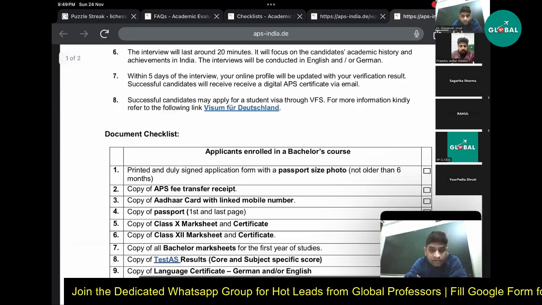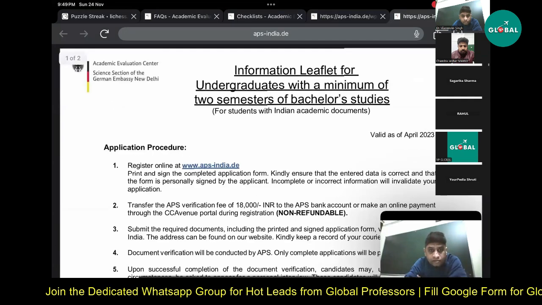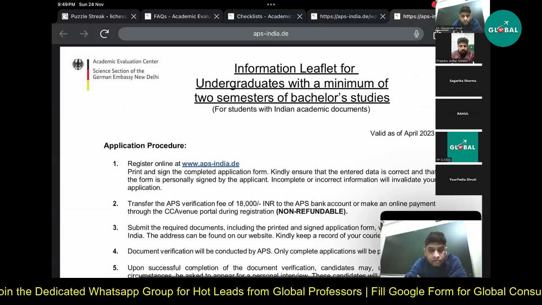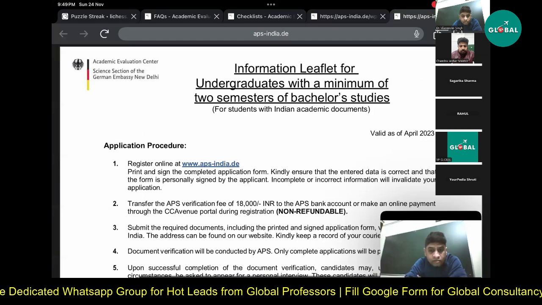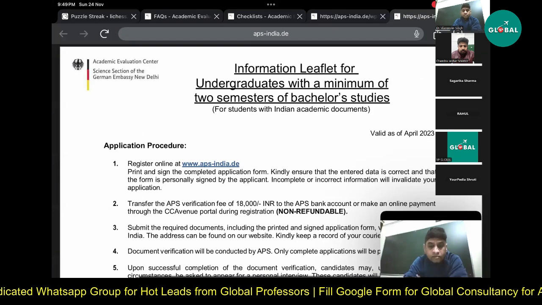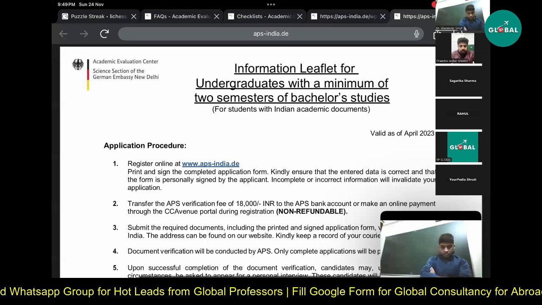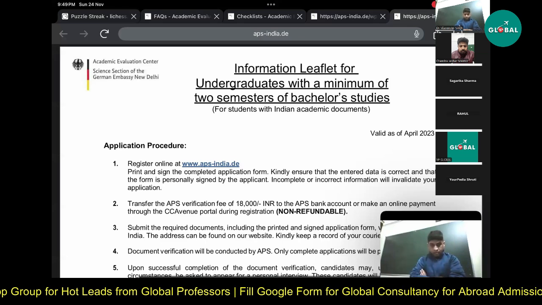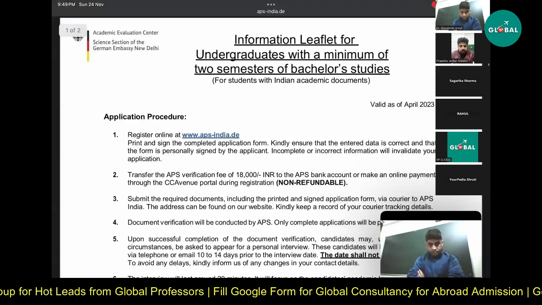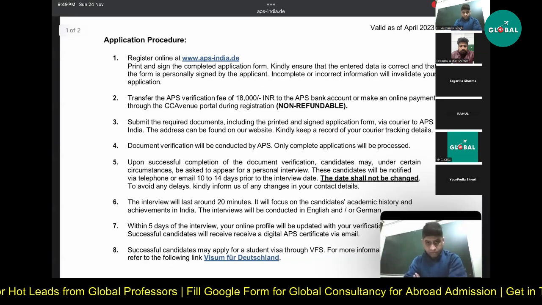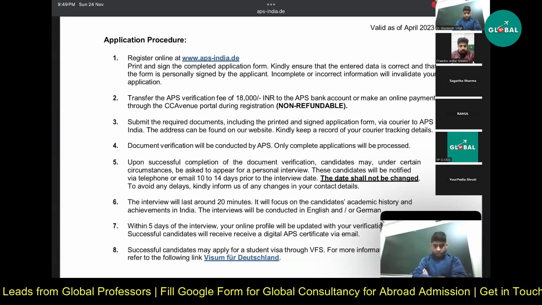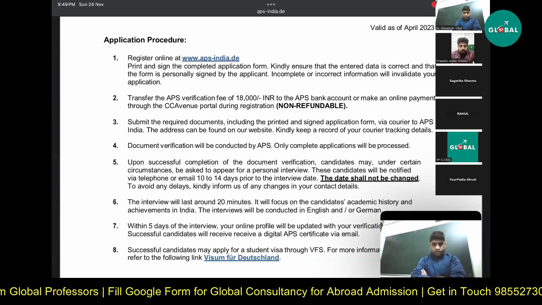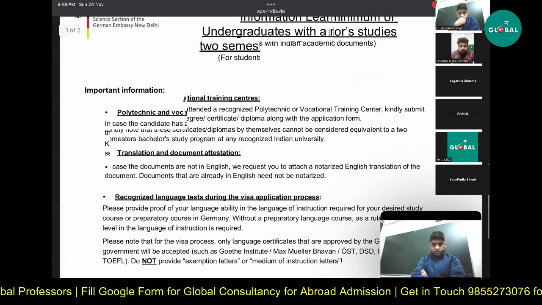If we go by this documentation checklist, it clearly states undergraduates with a minimum of 2 semesters. So the student is in their third or fourth semester, and they want to acquire an APS certificate before applying. Surely they can go for it, but I'm not sure for how long this APS certificate is valid. I have no idea regarding that because they have not mentioned anything like that.